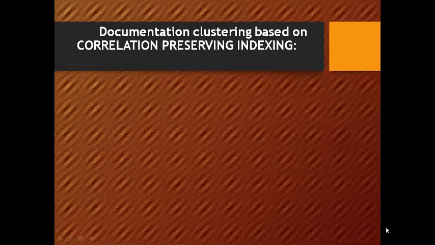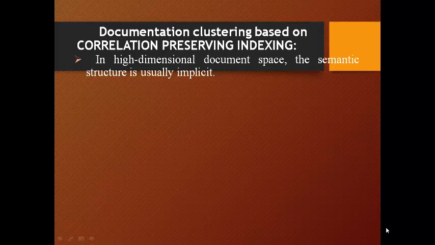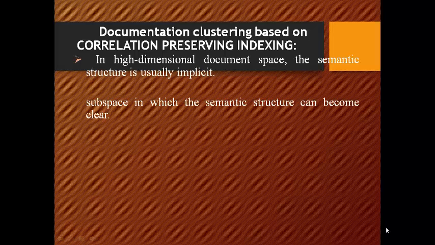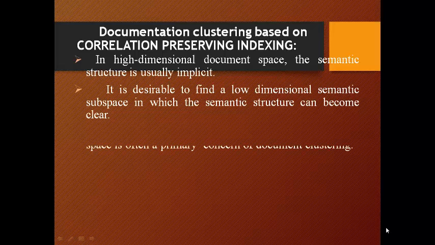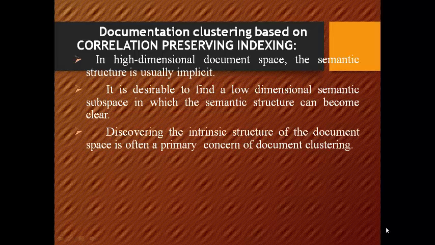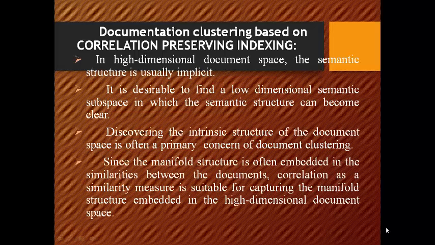Document clustering based on correlation preserving indexing. In high-dimensional document space, the semantic structure is usually implicit. It is desirable to find a low-dimensional semantic subspace in which the semantic structure can become clear. Discovering the intrinsic structure of the document space is often a primary concern of document clustering. Since the manifold structure is often embedded in the similarities between the documents, correlation as a similarity measure is suitable for capturing the manifold structure embedded in a high-dimensional document space.